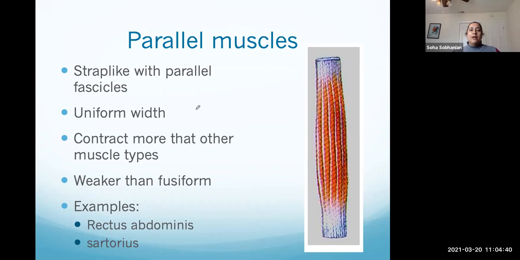And then sartorius is another muscle that you can find in the thigh region, on the anterior of the thigh. You'll learn about this when you look at the muscle tissue in two weeks' time, after your lab exam.